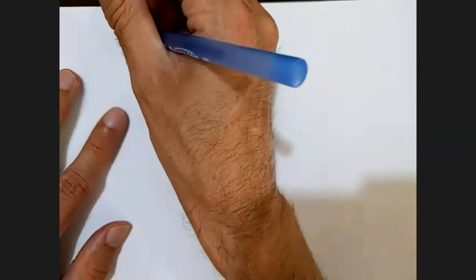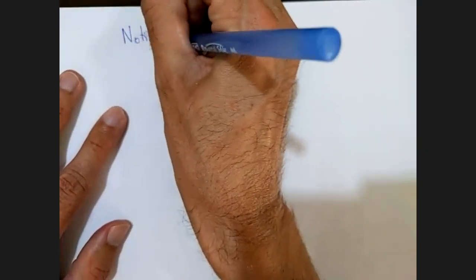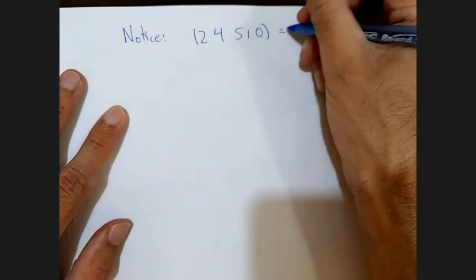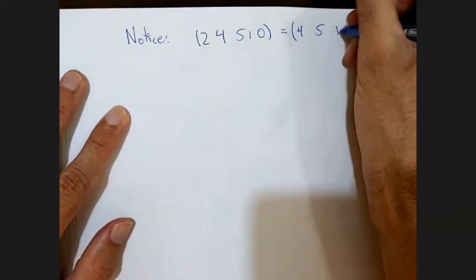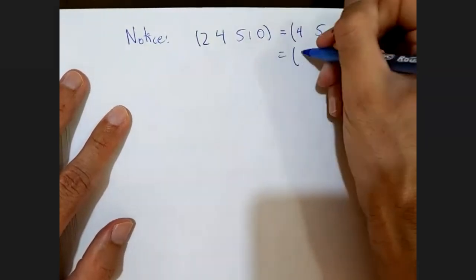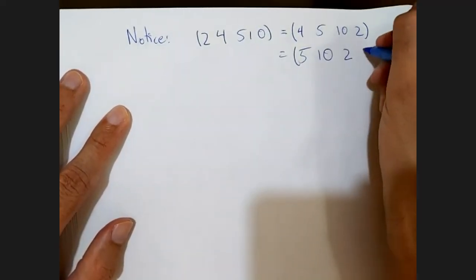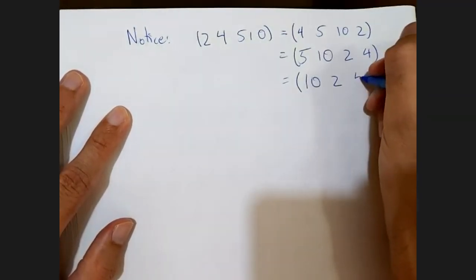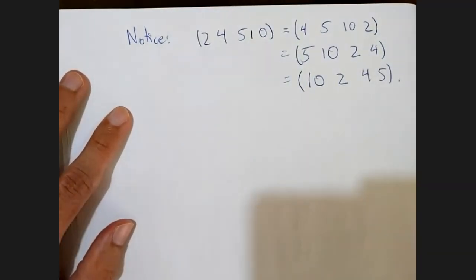Okay, so let me write that down. Just notice by example, 2, 4, 5, 10 is the same cycle as 4, 5, 10, 2, which is the same cycle as 5, 10, 2, 4, the same cycle as 10, 2, 4, 5. Those are all the same.